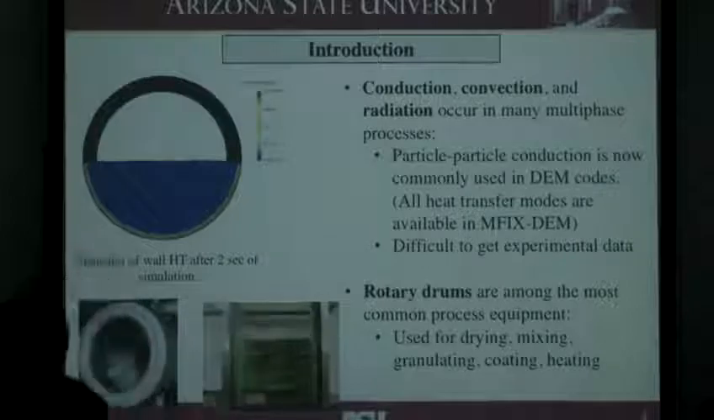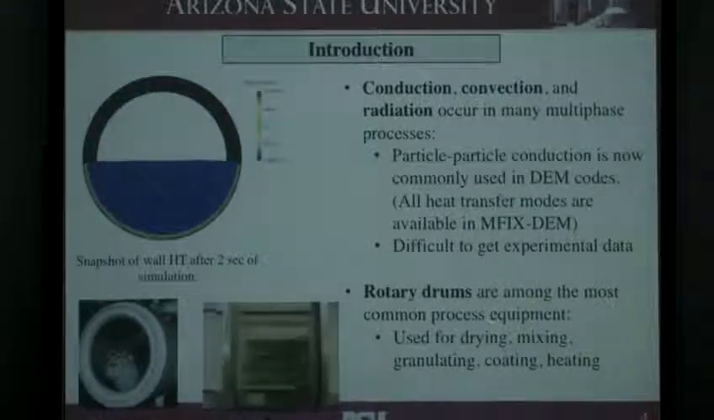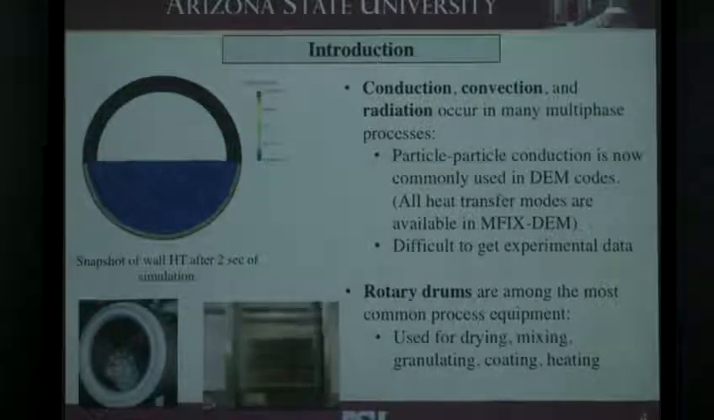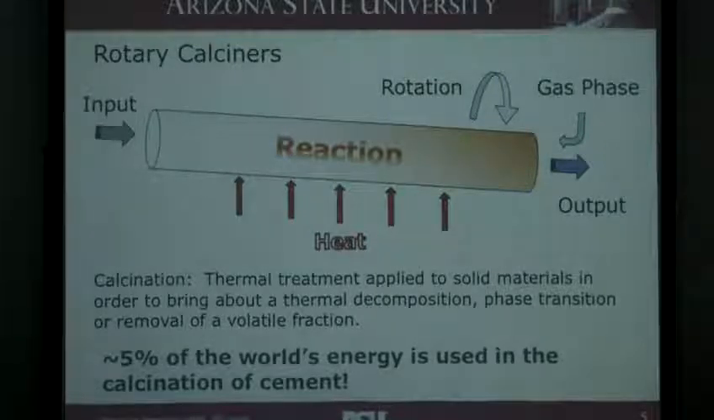The system that we're going to use to study heat transfer is a simple rotary drum because it's simple, but it's also very widely used in so many different industries, like for drying, mixing, granulating, coating, and heating. So as a more specific industrially relevant and energy relevant case, we're going to look at a calciner, which is just basically a very long rotary drum where you have your particles coming in here, heat's being applied, the drum's rotating, there's usually some reaction, and then the particles come out. Sometimes you have a gas phase injection from the opposite end.